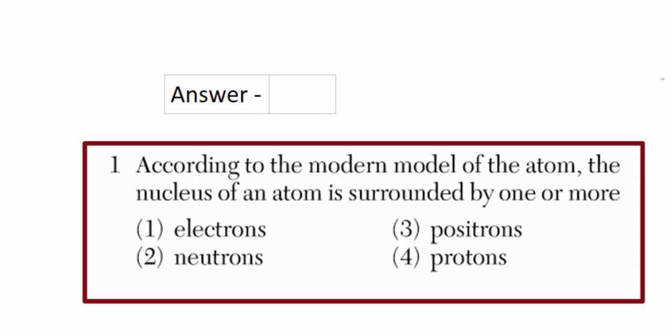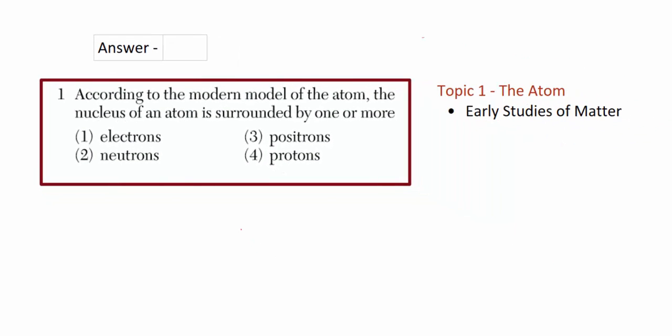According to the modern model of the atom, the nucleus of an atom is surrounded by one or more, and they give you 4 choices. All 4 of the choices represent particles that are frequently discussed in chemistry. Now, the basic concept of the atom includes the nucleus, consisting of positively charged protons and neutral neutrons. The nucleus is surrounded by orbiting electrons, and that is going to be answer number 1.